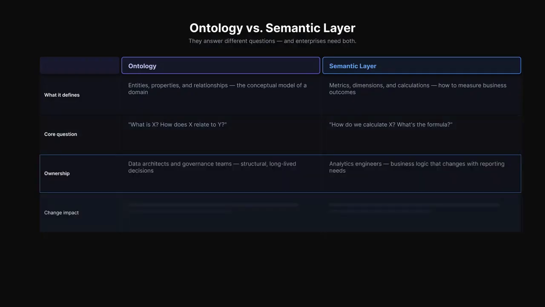Now, who typically owns each is revealing. Ontology definitions tend to be governed by data architects, data governance teams, or domain stewards, people who think about the conceptual structure of the business.